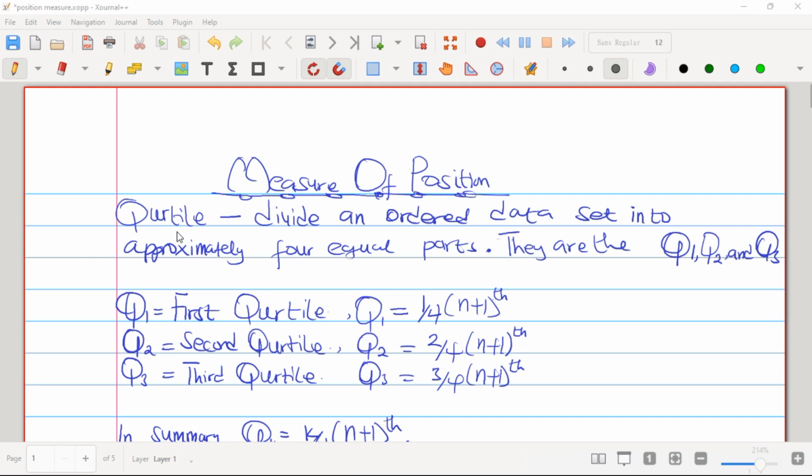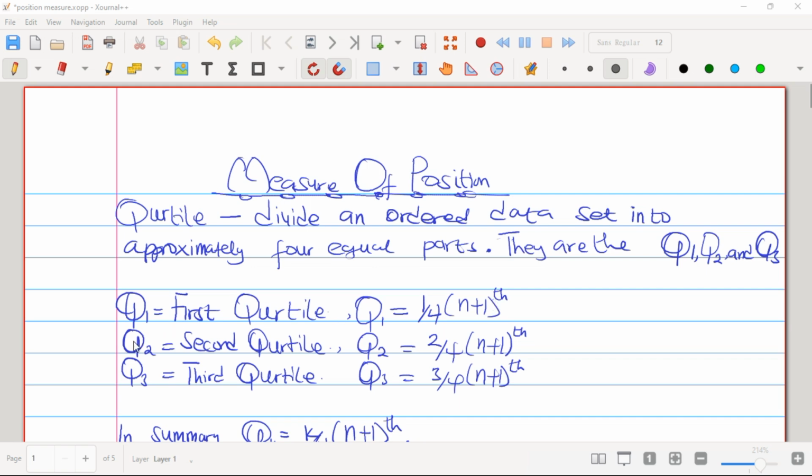Quartiles. For quartiles, if we have been given raw data, we are going to divide the ordered data set into approximately 4 equal parts. With the raw data given to you, when you arrange them in order, you divide them into 4 equal parts, and they are Q1, Q2, and Q3, where Q1 is the first quartile. The first quartile, Q1, is 1 over 4 times n plus 1 position.